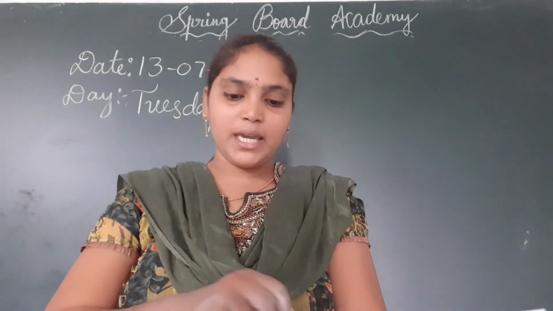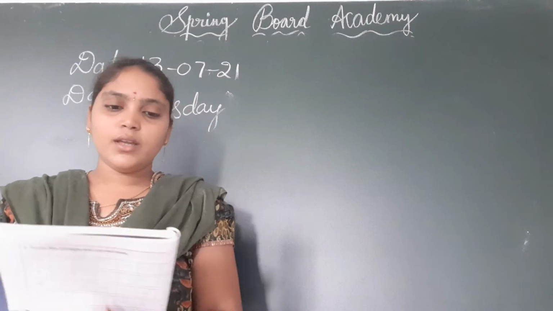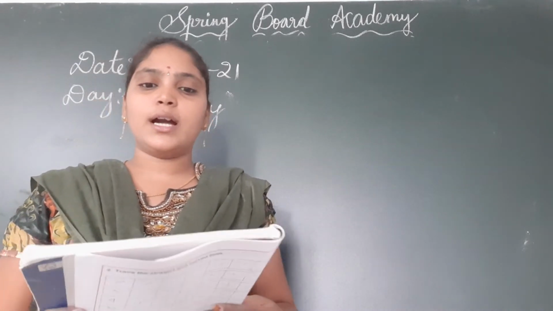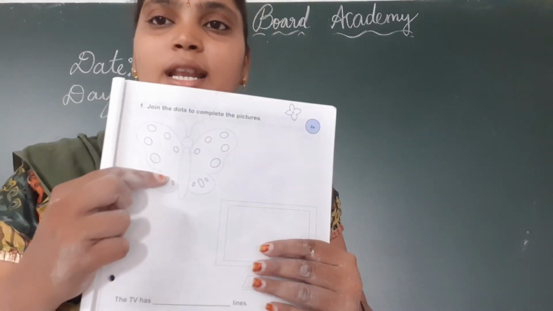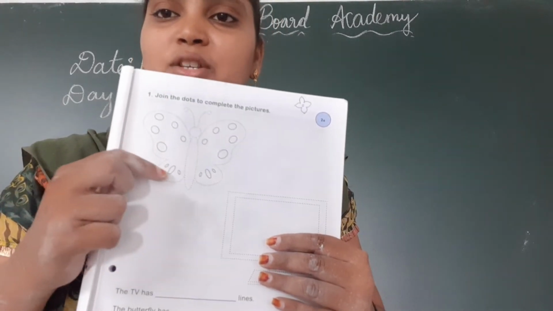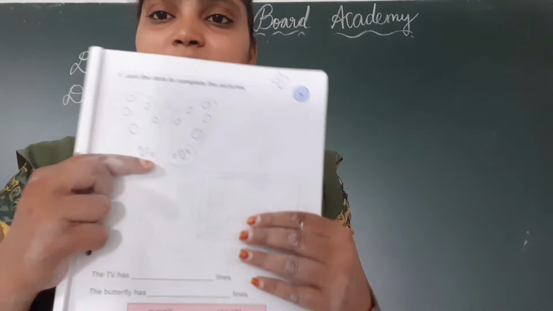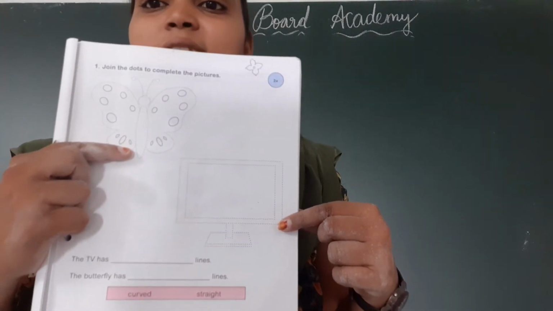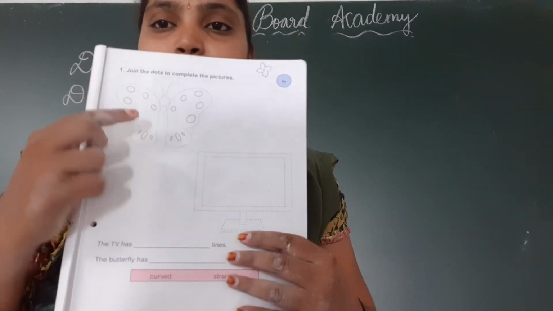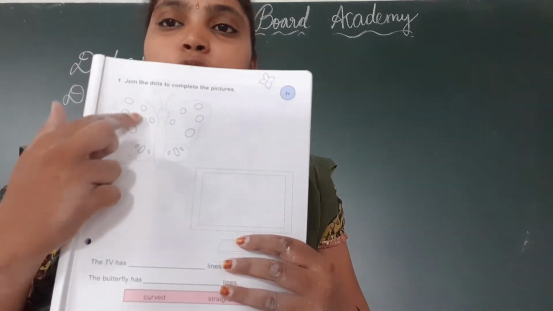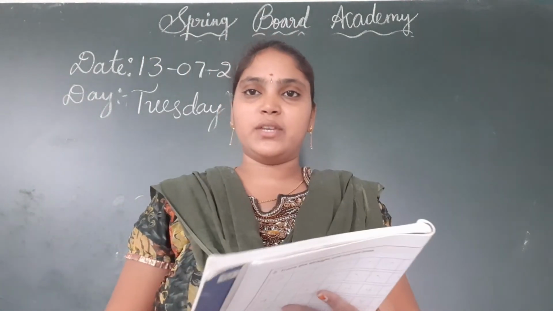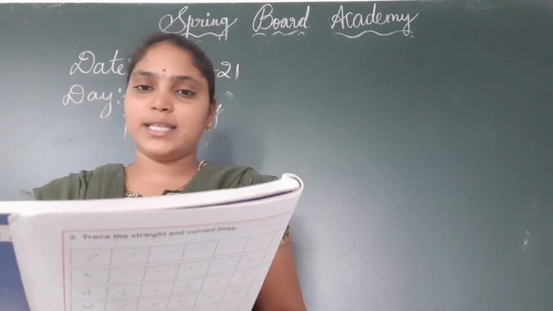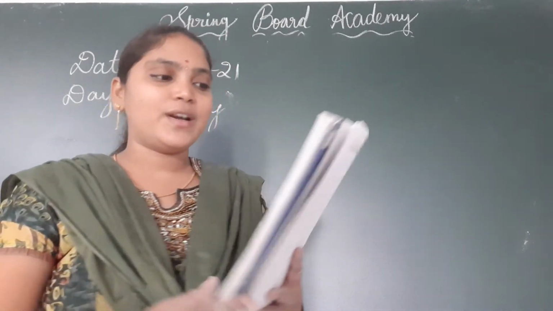Okay. Next, page number 11. Join the dots to complete the pictures. Okay, here you have to join the dots. Yes children, so what picture is it? This is a butterfly. And what is it children? Yes, this is a TV. Butterfly, TV. So you have to join the dots to complete these pictures. And after joining these dots, you have to identify children.